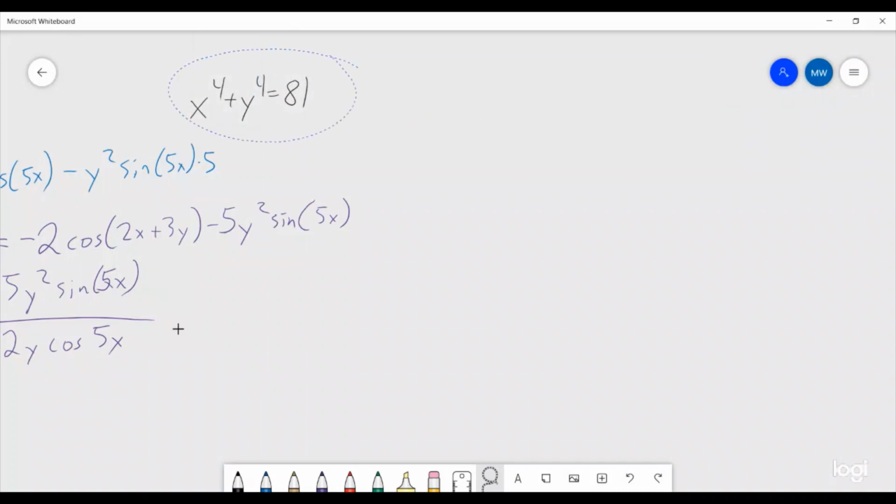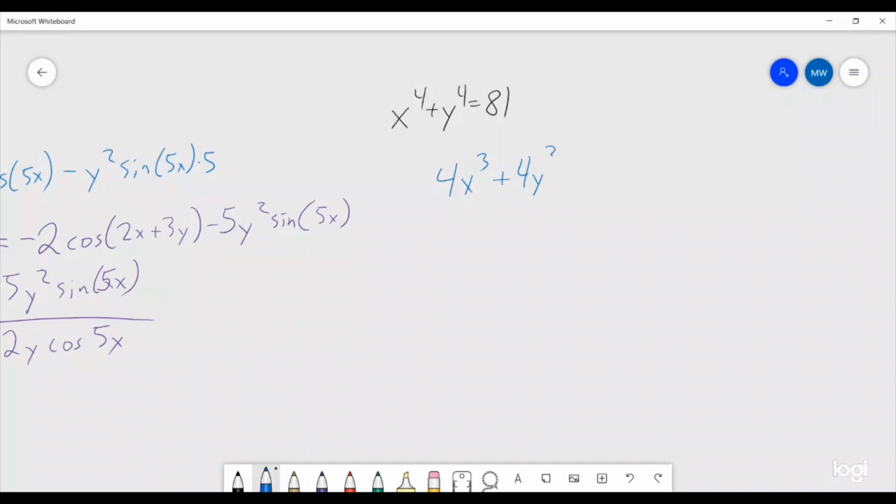So when we take the derivative of both sides, we get 4x cubed plus 4y cubed y prime equals 0. So that means y prime is equal to negative 4x cubed over 4y cubed. So that's just negative x cubed over y cubed. What we might then be asked is, what's y double prime?